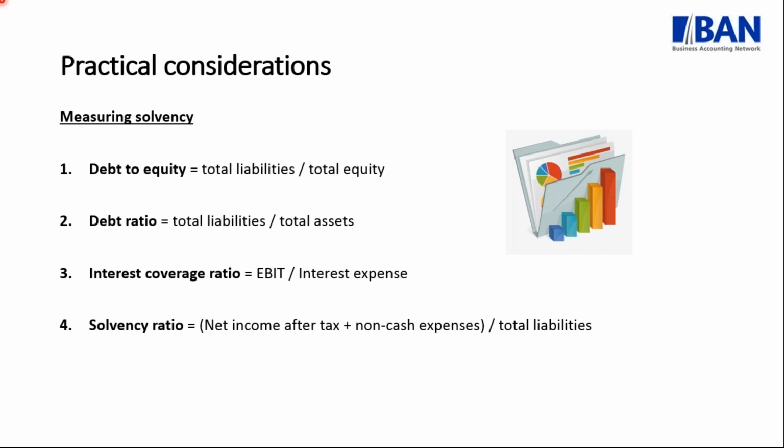Now, a solvent company is one that owns more than it owes. So here, in terms of our solvency ratios, we are going to be looking at your assets as well as the value in the business. The first one, debt to equity, is calculated by taking your total liabilities in your business and dividing it by your total equity.